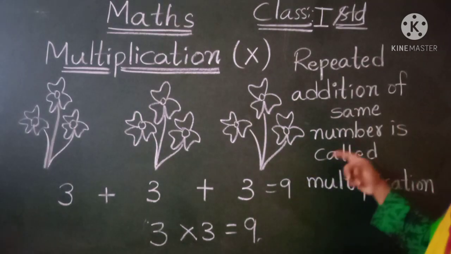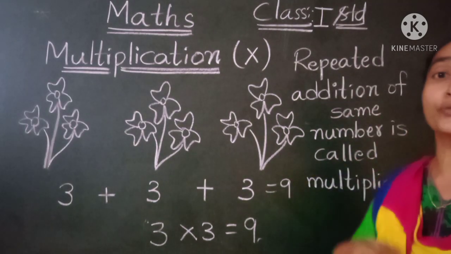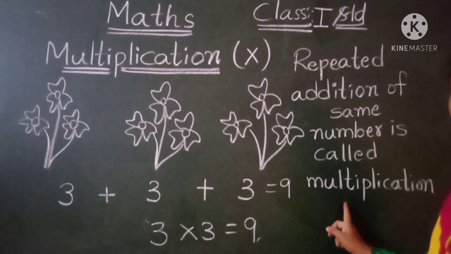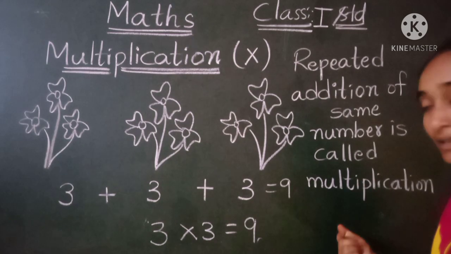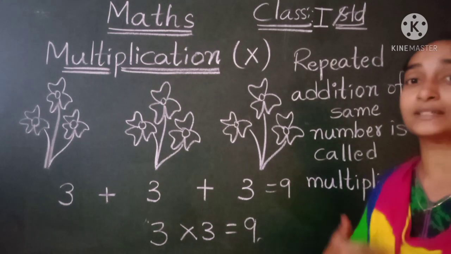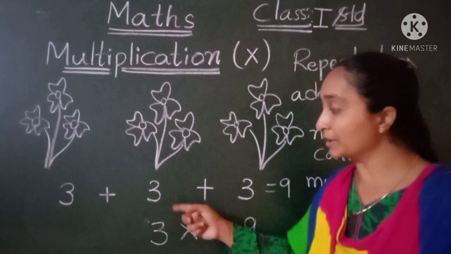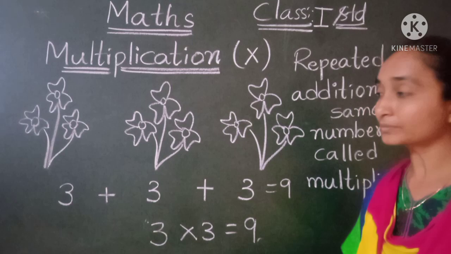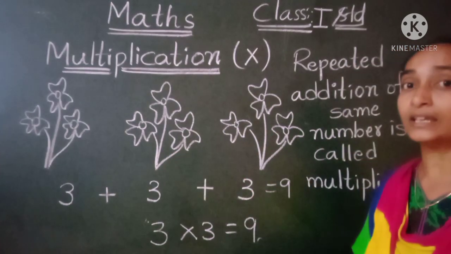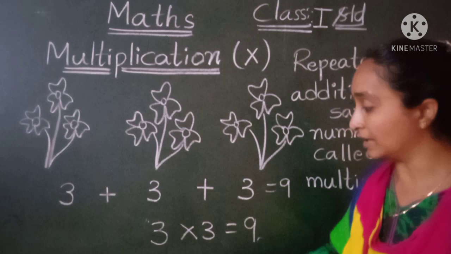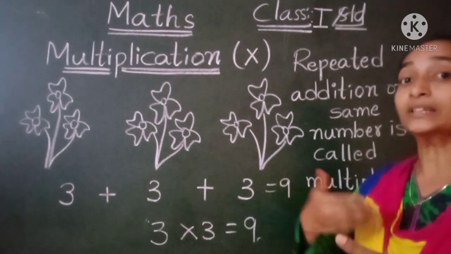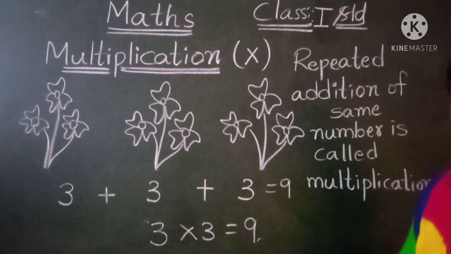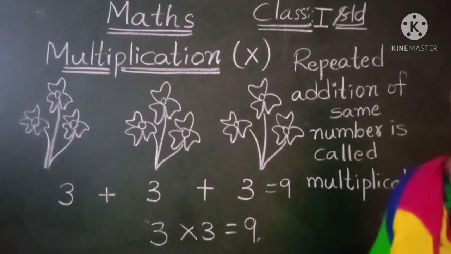So what do you mean by multiplication, children? Repeated addition of the same number is called multiplication. Here we have repeated the same number many times. Here we have repeated 3 times, because 3 groups of flowers are there, and in each group again 3 flowers are there. So 3 written 3 times is equal to 9. This is called multiplication.